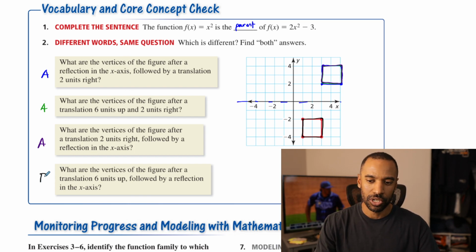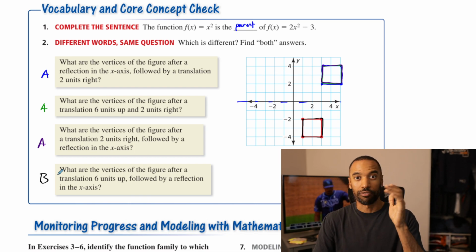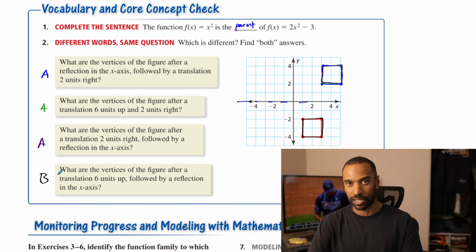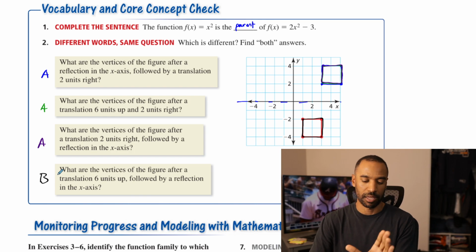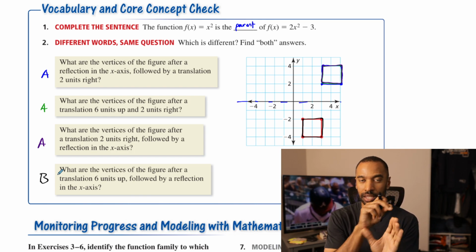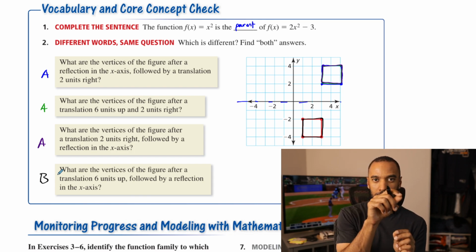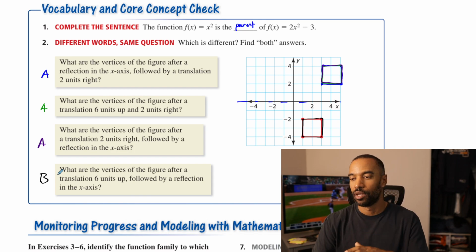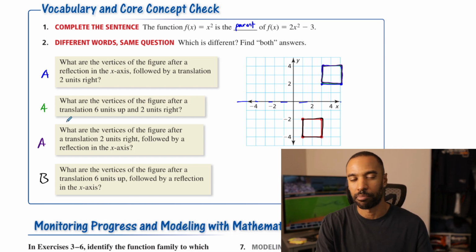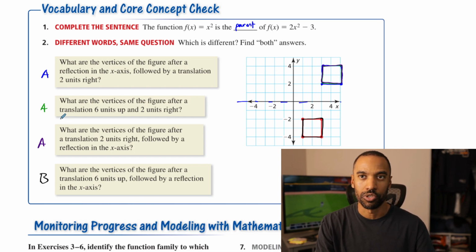That kind of speaks to why you want to mention reflections first and translations second. If you want to translate something and match the vertex right at where you want it to be, you got to do that at the end, because if you translate first and then flip something over, it's going to end up in a different spot. Same with stretches and shrinks and stuff. Do that before you describe translations.